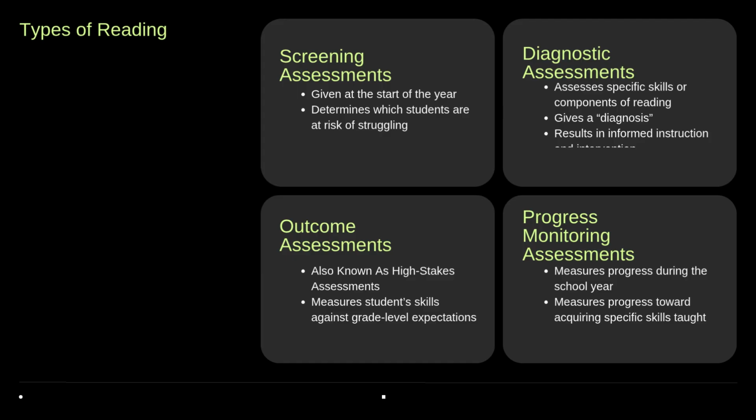To help evaluate and assess whether or not our readers are efficiently and effectively learning to read, there are four types of assessments. First, there are screening assessments, which are given at the start of the year and help determine which students are struggling. These screening assessments are quick checks to identify the potential difficulties of a student. For example, the DIBELS oral reading fluency test at the start of the year helps to flag the students that need extra support.